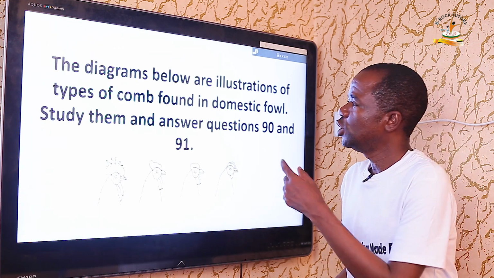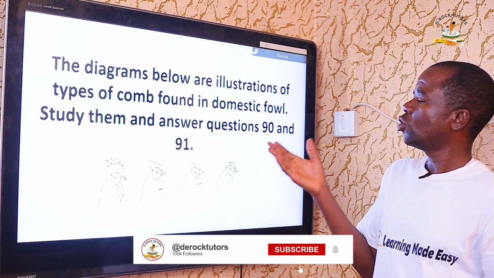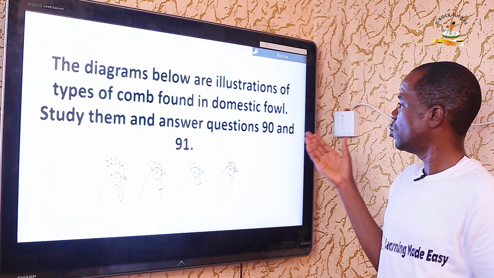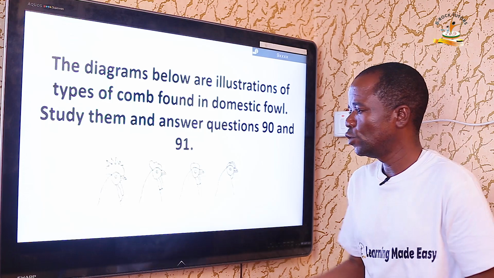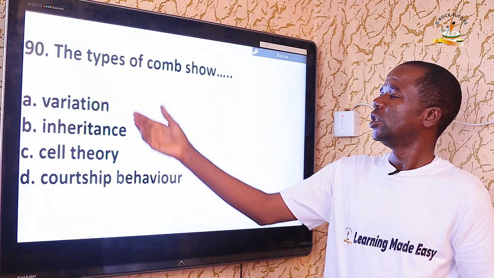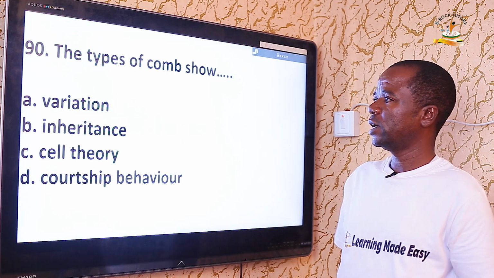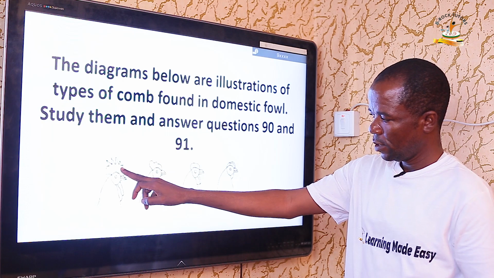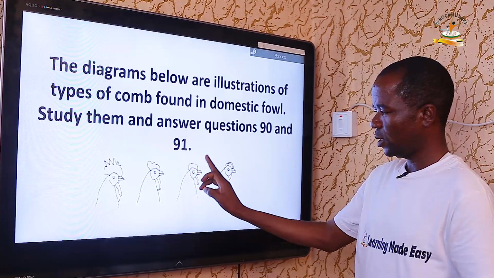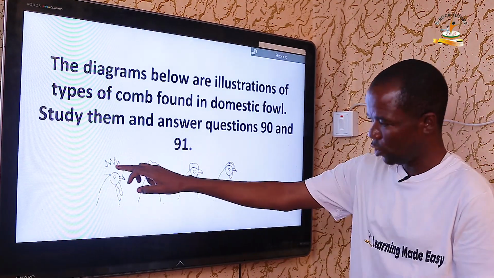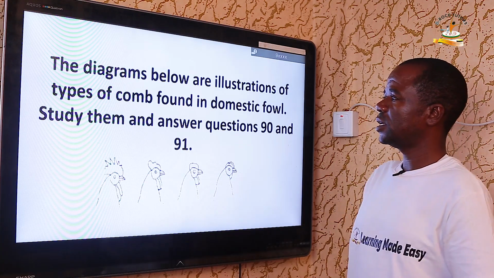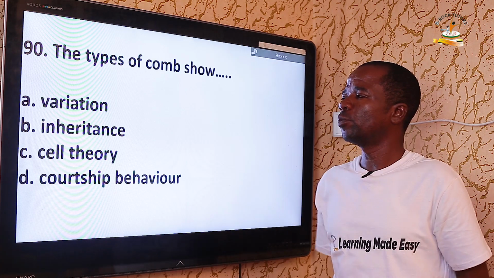Number 90. The diagrams below are illustrations of types of comb found in domestic fowl. We have to study them and use them to answer questions 90 and 91. Let's take a look at number 90. The types of comb show definitely variation, because let's take a look at the diagram. You can see this is the original comb. This comb varies from this, and this comb varies from this. So this definitely shows a pattern of gradual variation. So the correct answer there is variation, option A.